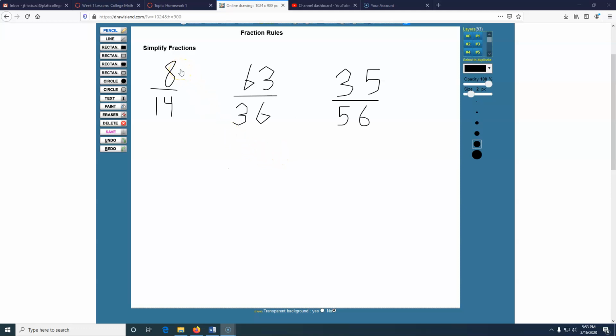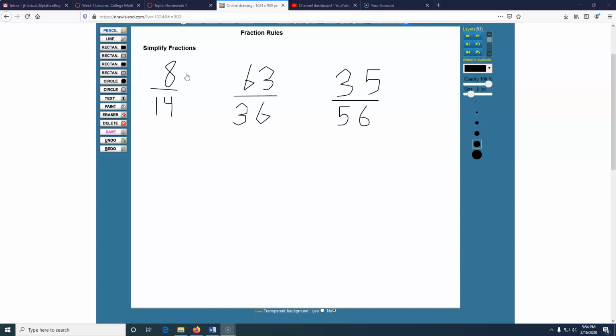Okay, so in this case, what we're going to do is for the first one, we see 8 over 14. Now, because I see two even numbers, I'm going to immediately think 2 works for sure. Okay, and quickly checking this, there's not a whole lot of other options anyway, so we'll go ahead and divide both of these by 2.